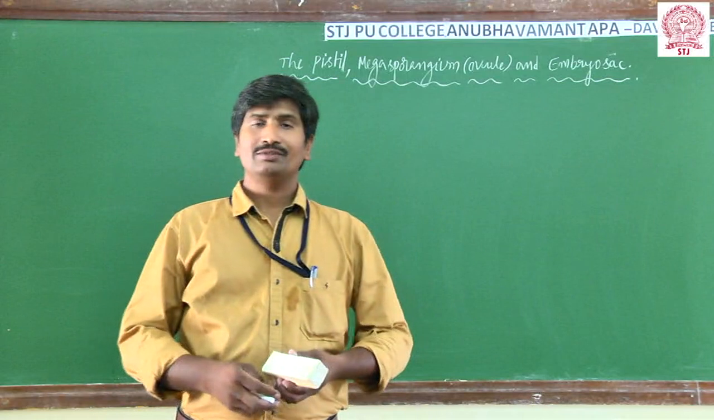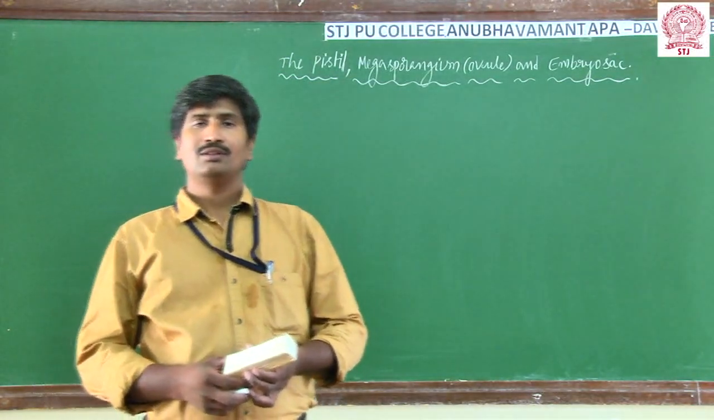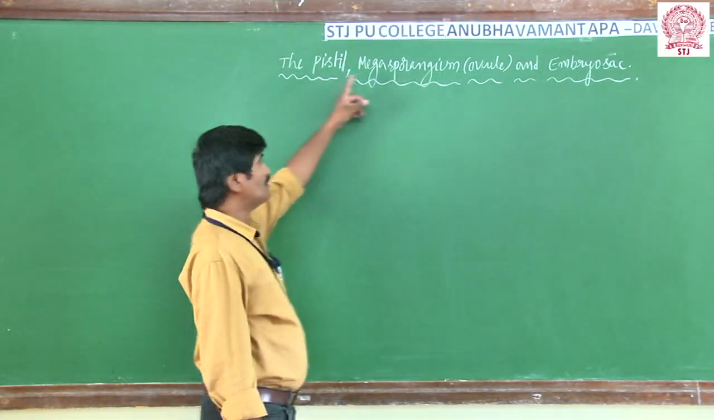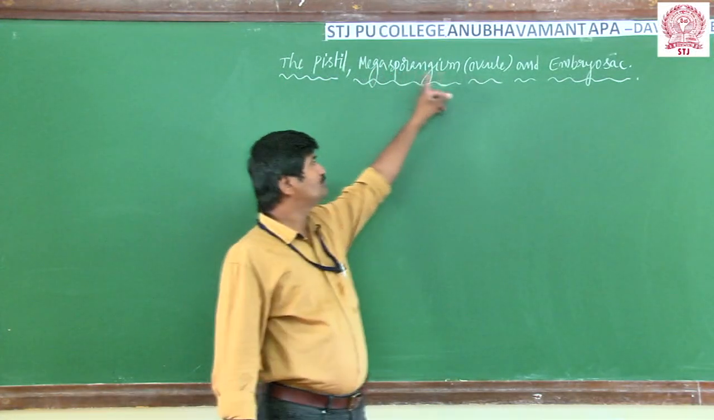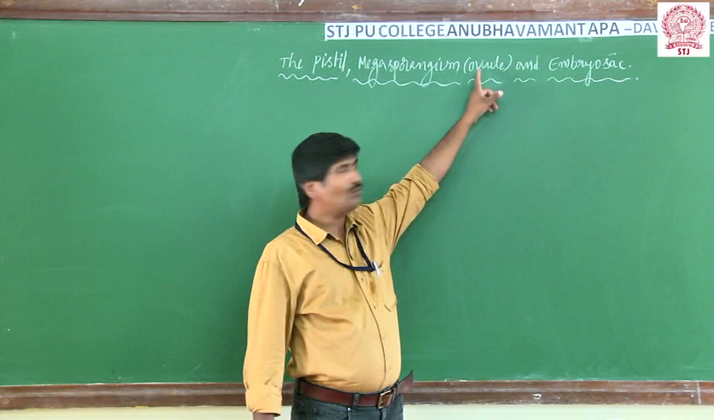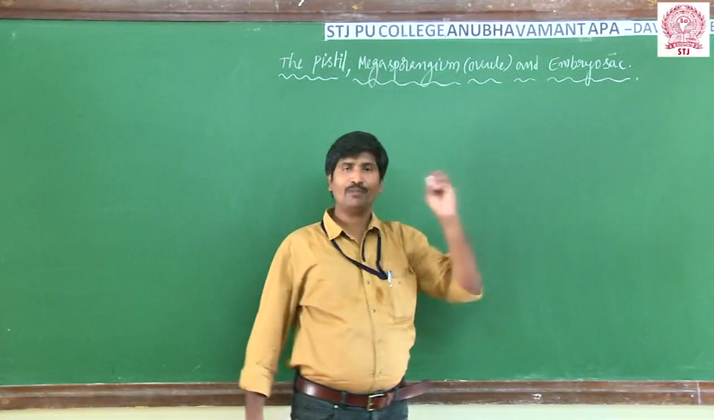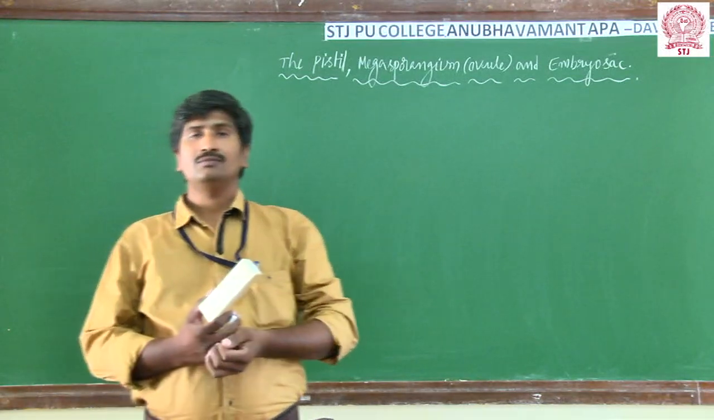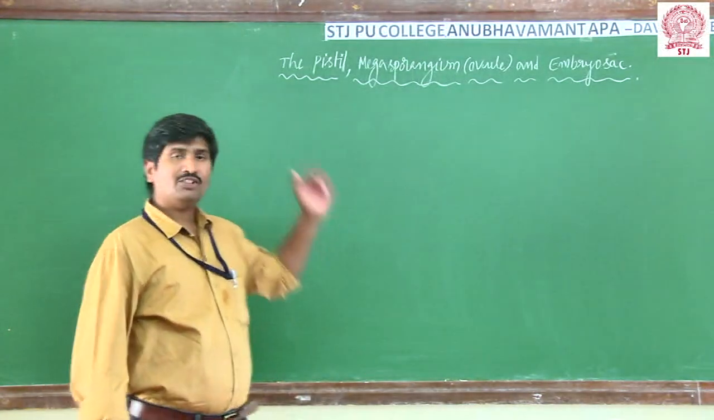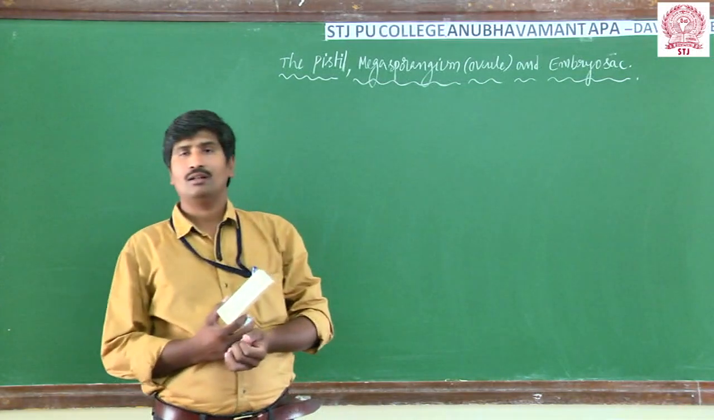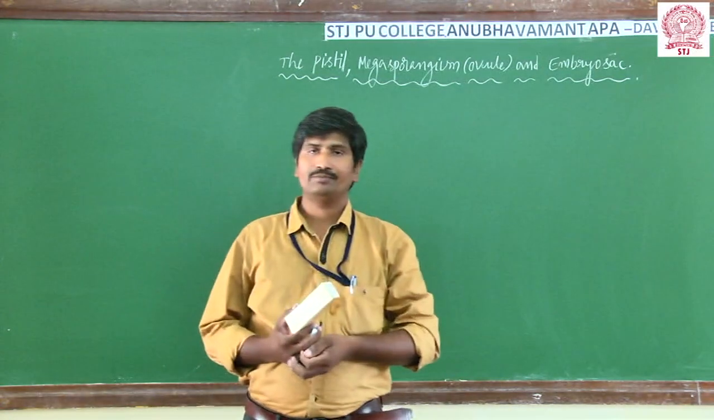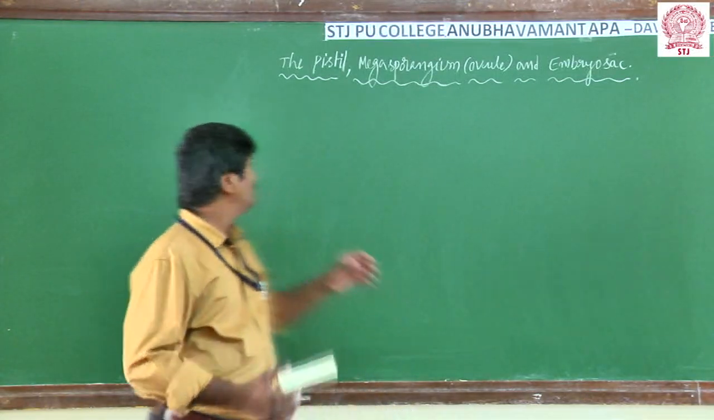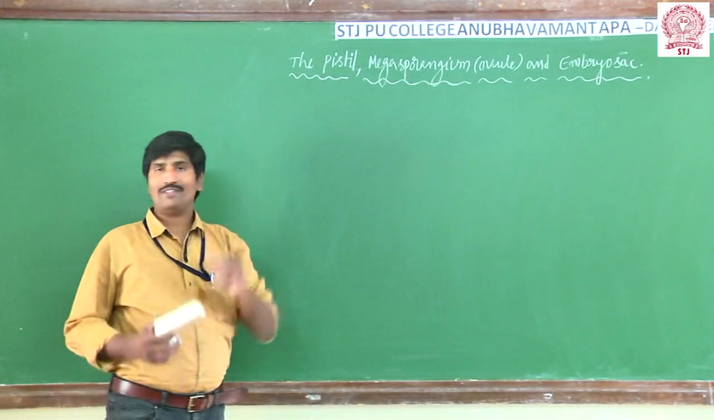Good morning, students. Today's topic is the pistil, also called the megasporangium, or ovule and embryo sac. In the last class, the structure of the pollen grain was completed. Today, we are discussing the first one, the pistil.